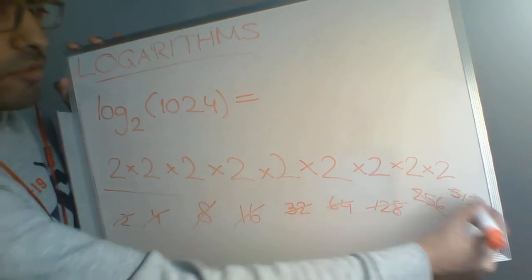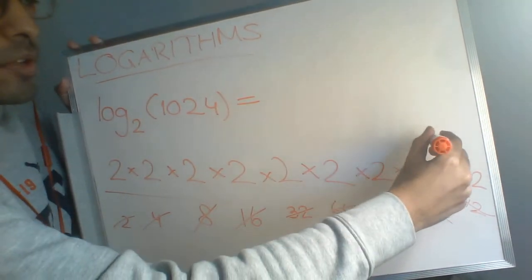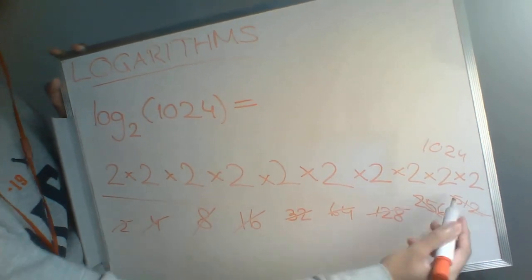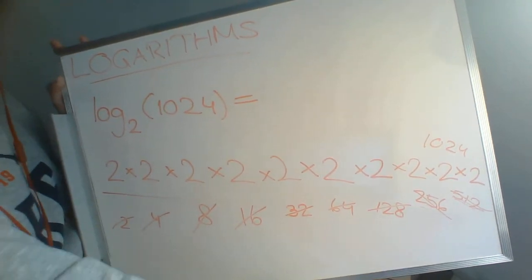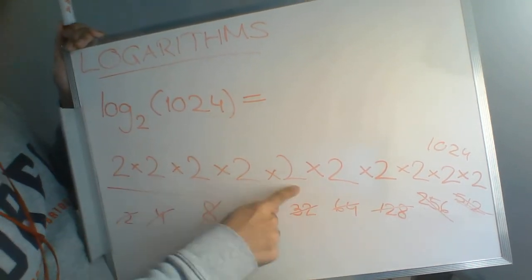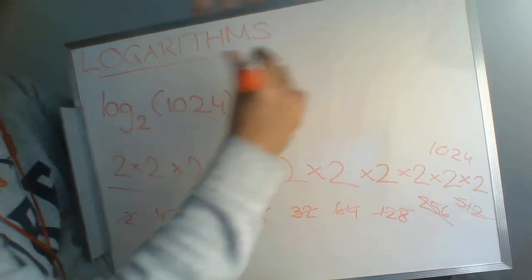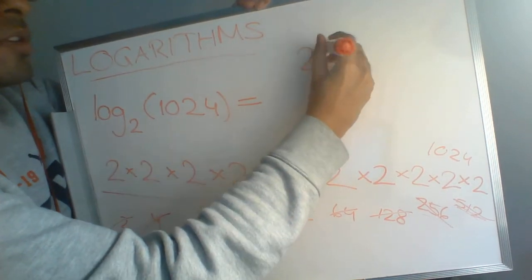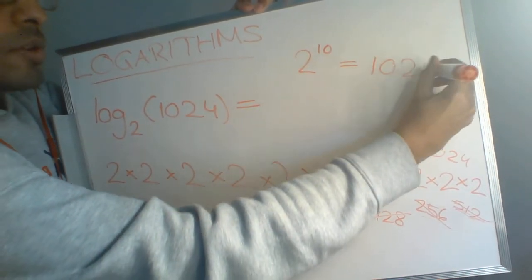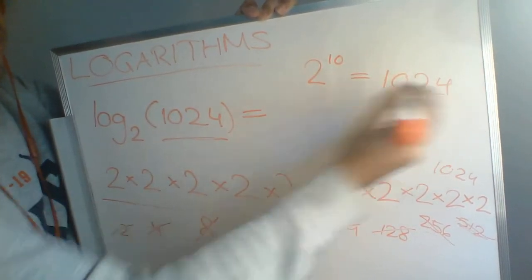But that's still not big enough. So let's multiply in one more. And if you go ahead and do that multiplication, that should give you 1024 as your answer. 512 times 2 should be 1024. So we've got 1, 2, 3, 4, 5, 6, 7, 8, 9, 10 2's out here. So we've got 10 2's multiplied together, means that 2 to the exponent 10 is equal to 1024.